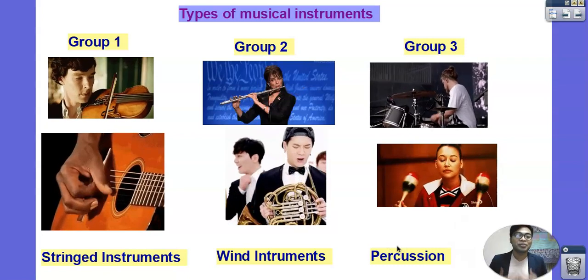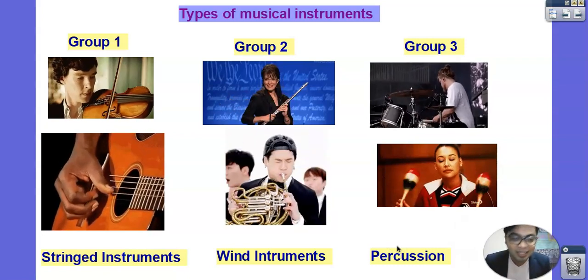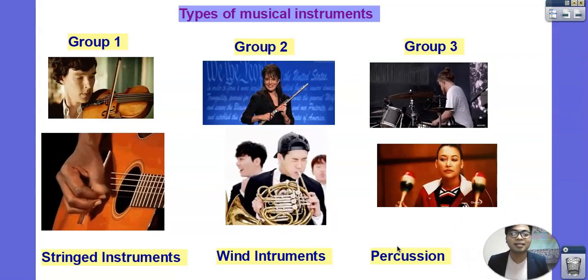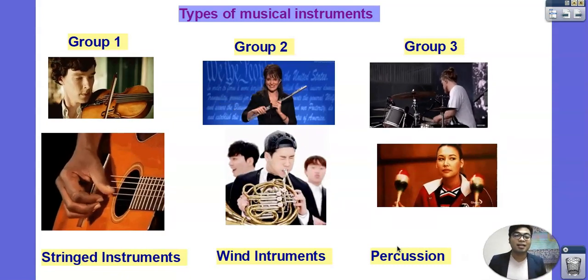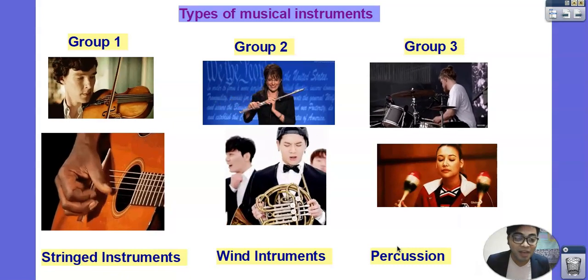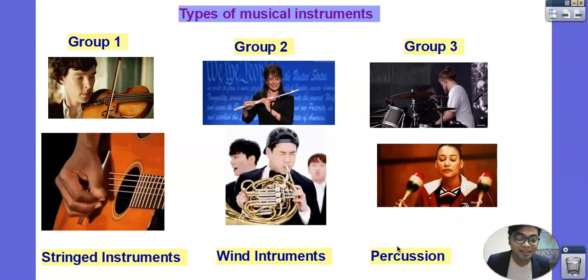So basically, there are 3 kinds of musical instruments. We have the string instruments, we have the wind instruments, and we have the percussion. Can you give more examples of those? I want to hear.